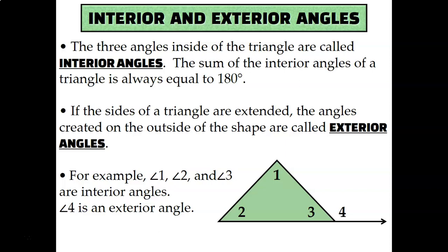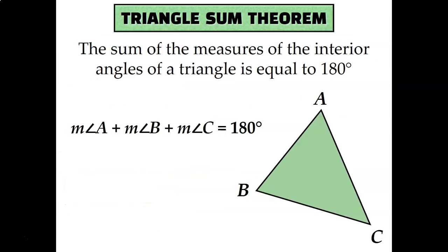So in the diagram you see on the screen, angle 1, angle 2, and angle 3 are interior angles because they're inside of the shape. An exterior angle is formed by extending one of the sides outside of the shape, such as angle 4. We'll talk more about exterior angles in the next video, but for now let's focus on interior angles.